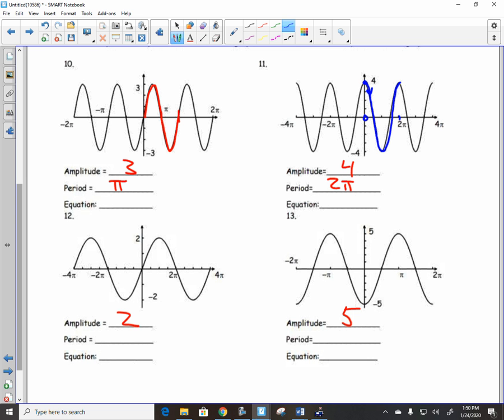All right, look at number 12. What's the period for 12? How long does it take before it does one cycle? 4 pi. It is 2 pi.